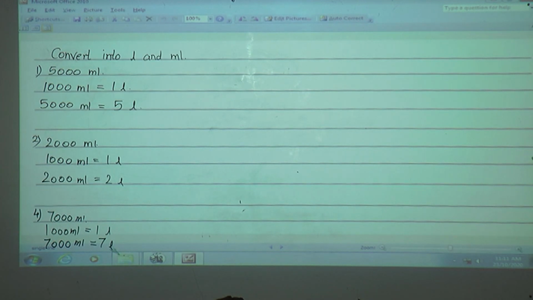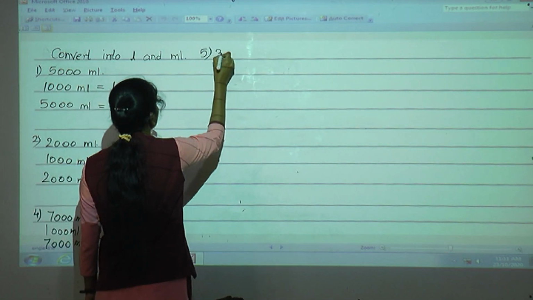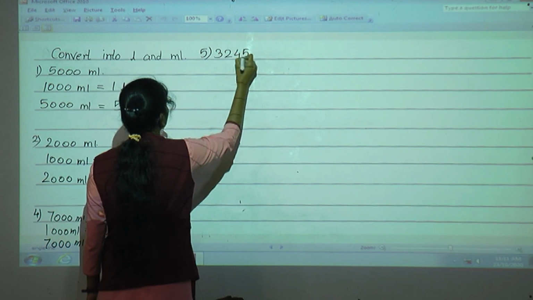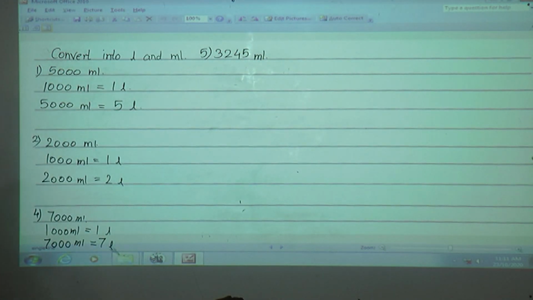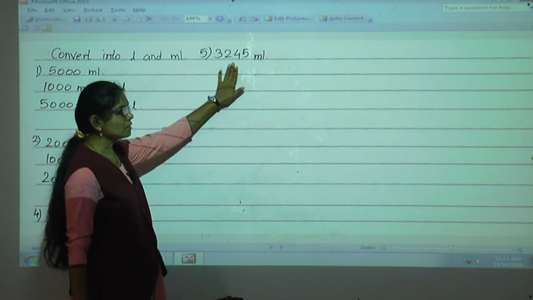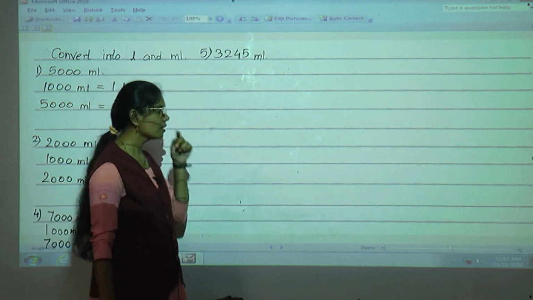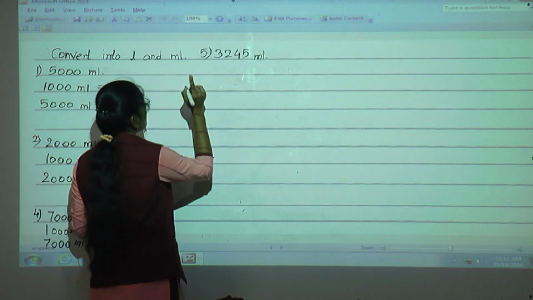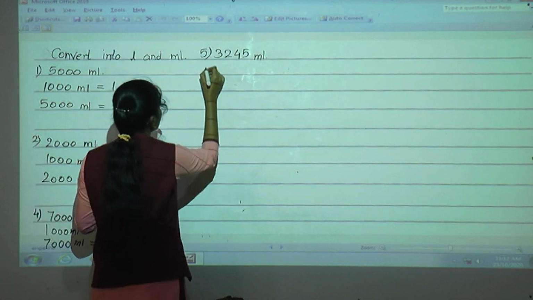Next example, fifth example, 3245 milliliter. Now see students, here this milliliter we have to convert into liter and milliliter. Now see the first step. What is the first step? Yes, first we have to split up this number. What is the capacity here?